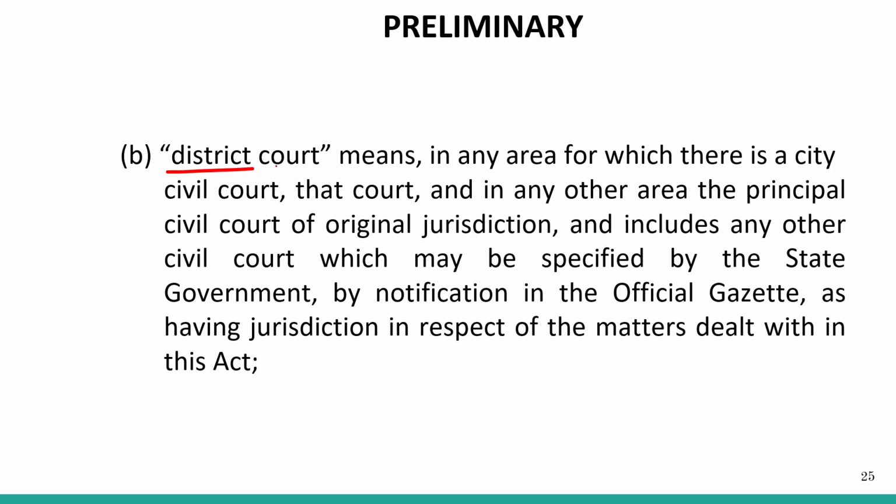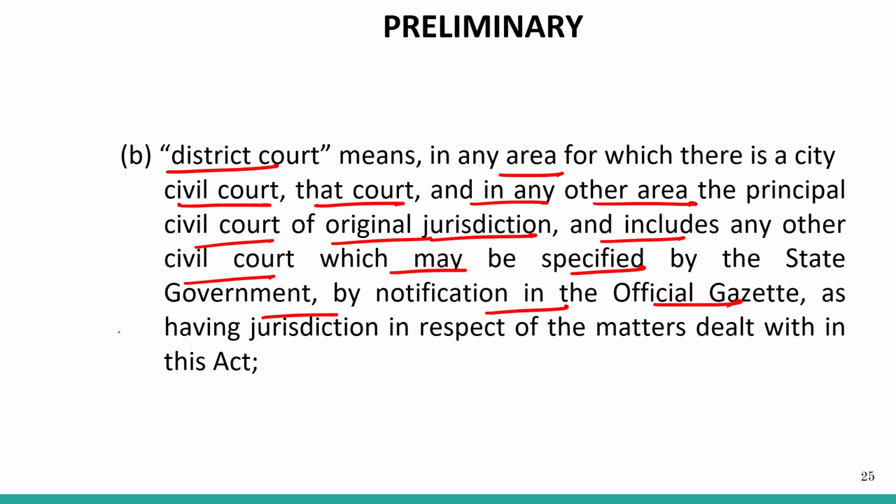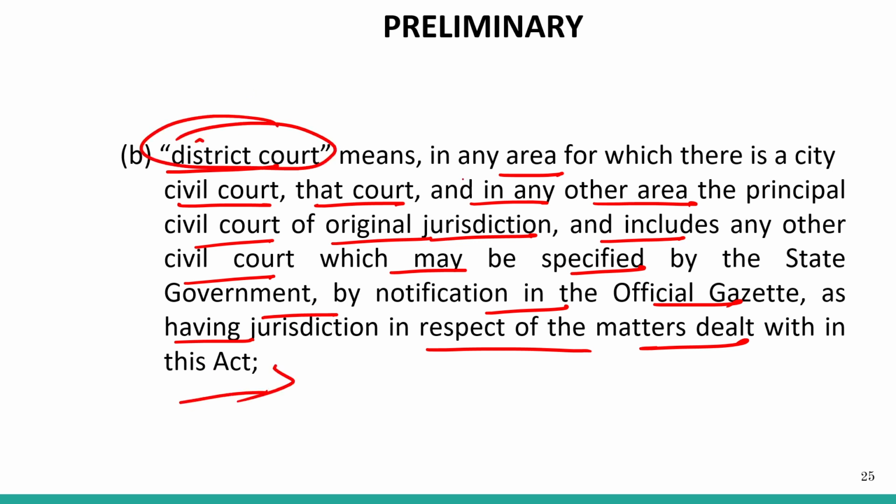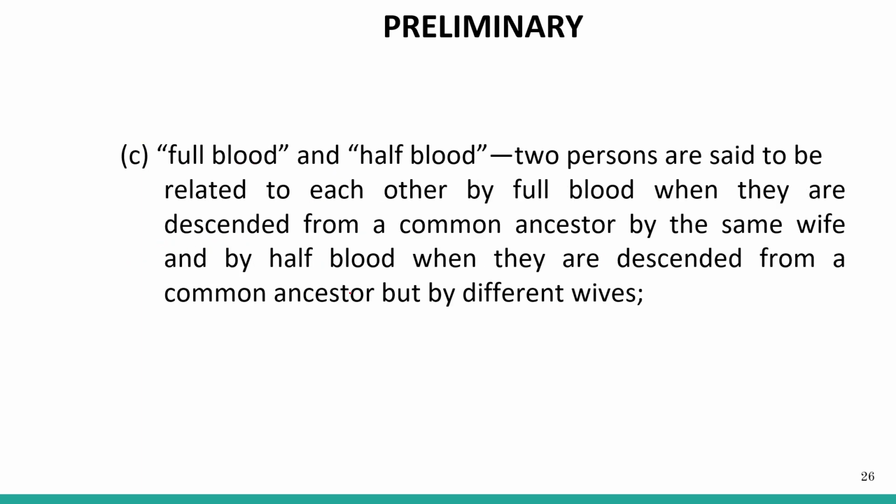Then you have district court. That is something we already know: in areas where there is a city civil court, that court, and in any other area the principal civil court of original jurisdiction, and it includes any other civil court which may be specified by the state government by notification in the official gazette as having jurisdiction in respect of matters dealing with this. So this is something you need to remember.